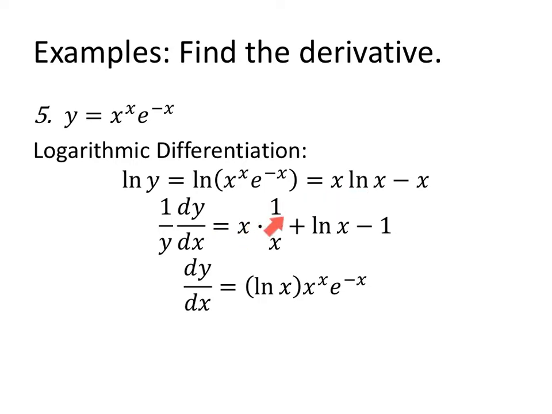I have first times the derivative of the second plus second times the derivative of the first, but the derivative of x is just 1, so I didn't write it, minus the derivative of x, again, just 1. And I'll multiply both sides by y in order to simplify. What do I have here? This x times 1 over x, that's a 1. That's minus 1. So in this line, this is just the natural log of x. Multiply on both sides by y, and I'll have the natural log of x times x to the x, e to the negative x. It's a goofy looking one, but using logarithmic differentiation, something we can easily handle.